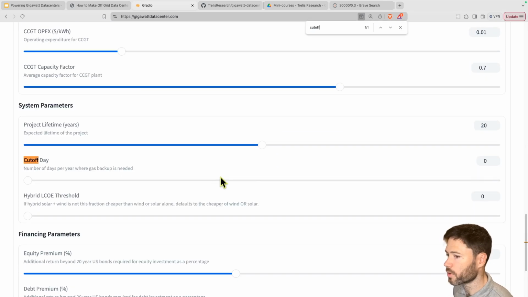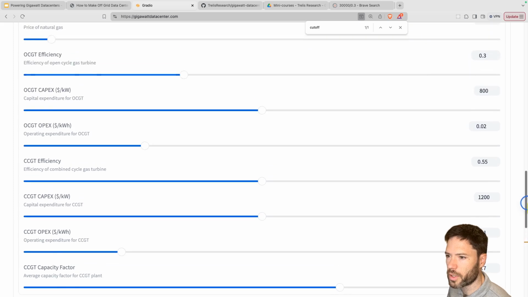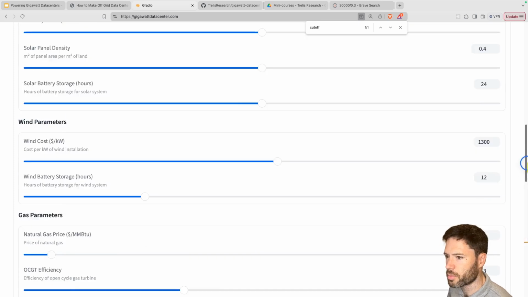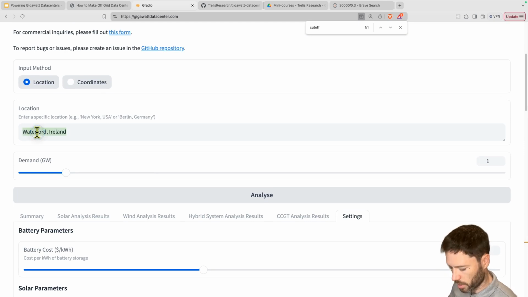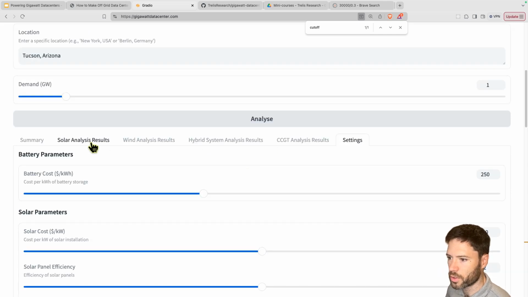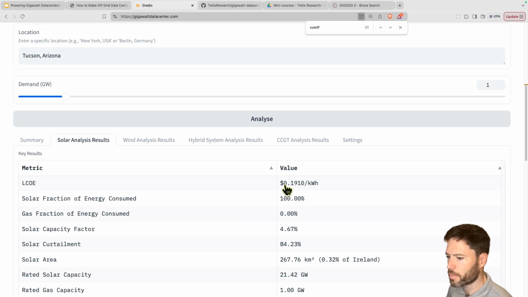So I'll just search for cutoff. And yeah, I've set that down to 0. Which means that natural gas is not going to be used at all to support the system on any day. I'm going to keep the price of natural gas at $3 per MMBTU and just make sure that my location here is Tucson, Arizona. And now I can run this analysis. And what this should show when we go to the solar analysis results is the LCOE, the levelized cost, which is 19 cents, which is really not bad considering this is just batteries and solar and we have no form of gas that is helping us out.